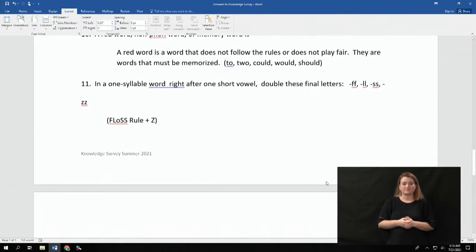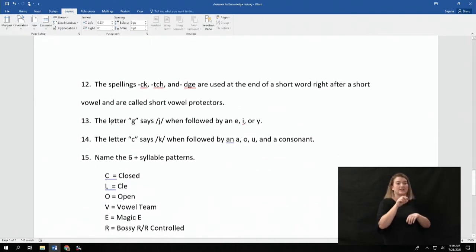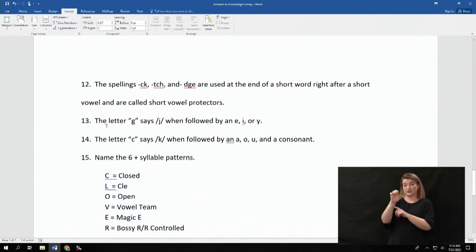Let's go to number 11. In a one-syllable word, right after one short vowel, we double the final letters F, L, S, and Z. And that's called the floss plus Z rule for the F, L, S, and then plus the Z. And it's to protect that short vowel. And then the spellings CK, TCH, and DGE are used at the end of a one-syllable word right after a short vowel, and those are called short vowel protectors.